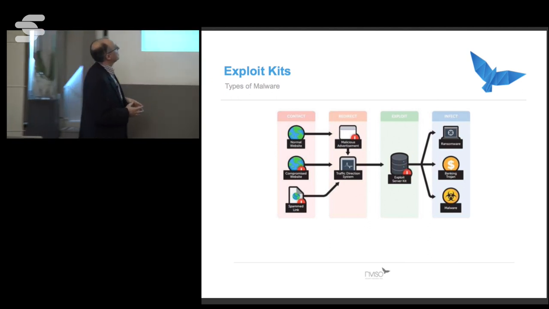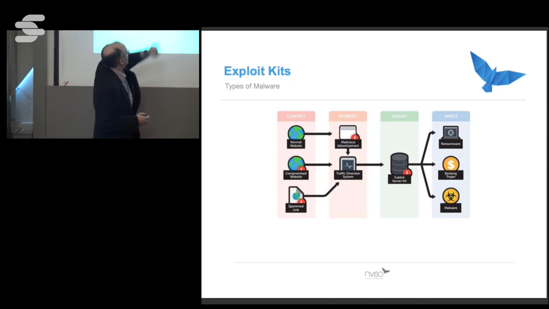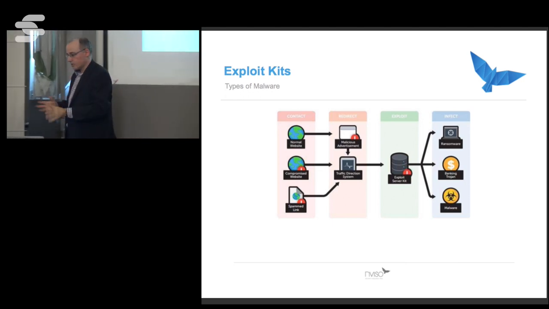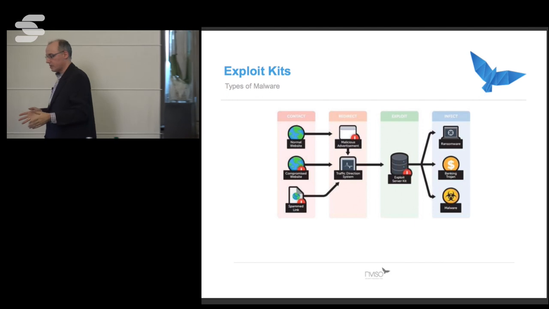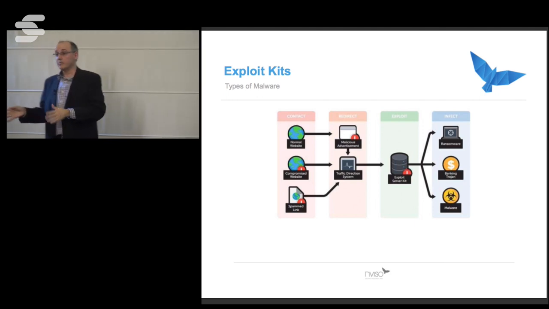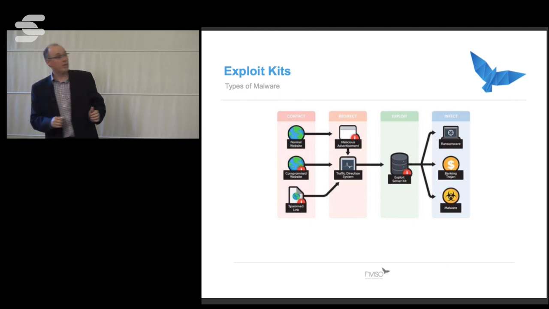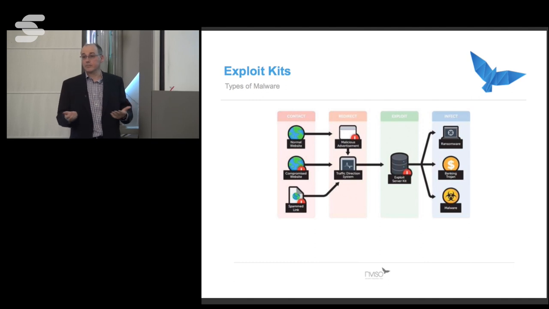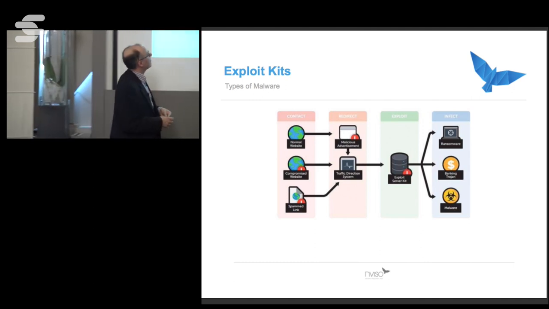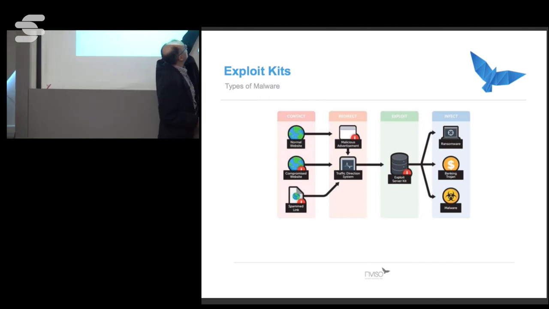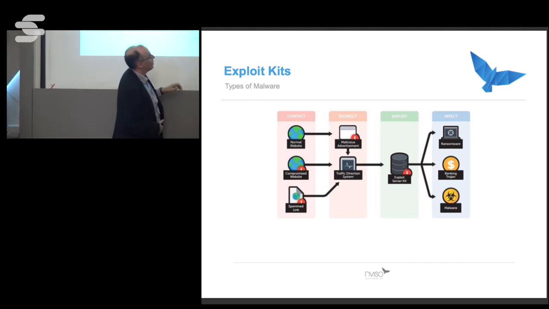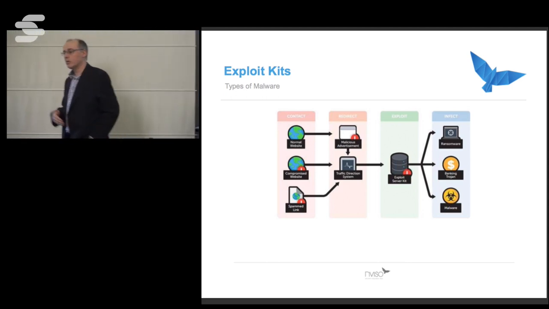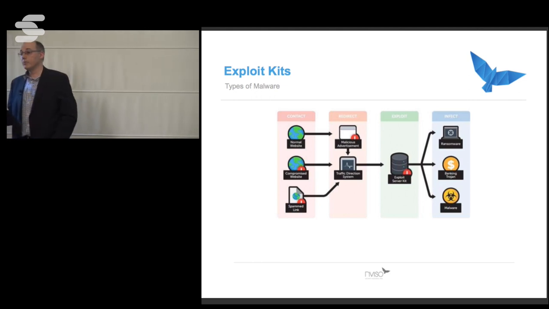Now, when that happens, you are directed here to a traffic direction system. It's a server with a piece of malware that will decide what the next step is, to which other server will you be directed. And that happens, for example, with iframes or redirects. And then you end up here on the exploit kit server, which will try to take over your browser via vulnerabilities in the browser or in Flash or in Java or PDF.